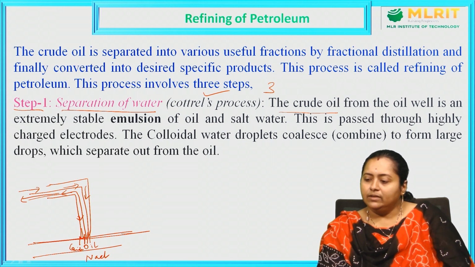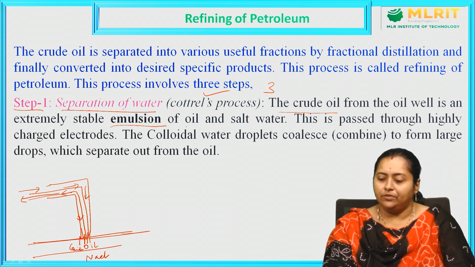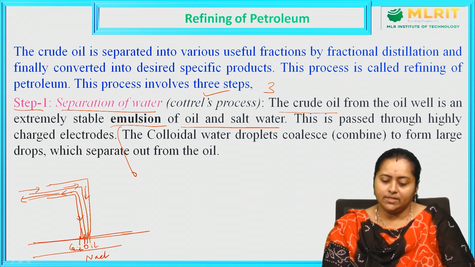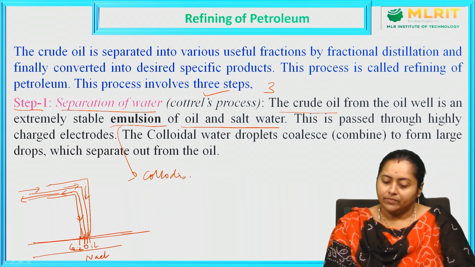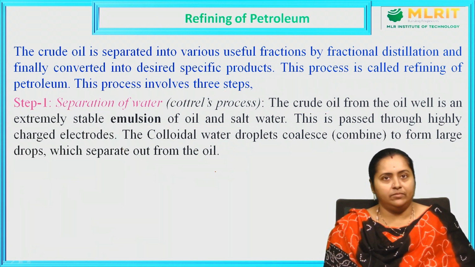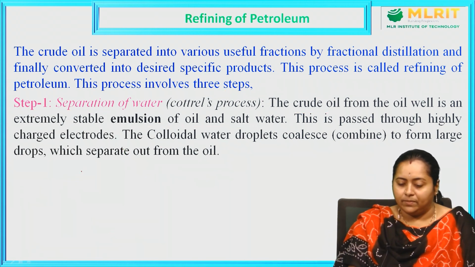Crude oil from the oil well, that is the oil bearing region, is an extremely stable emulsion of oil and water. So, what do you mean by emulsion? Emulsion is nothing but a kind of colloidal system. What do you mean by colloidal system? A colloidal system contains two different components.